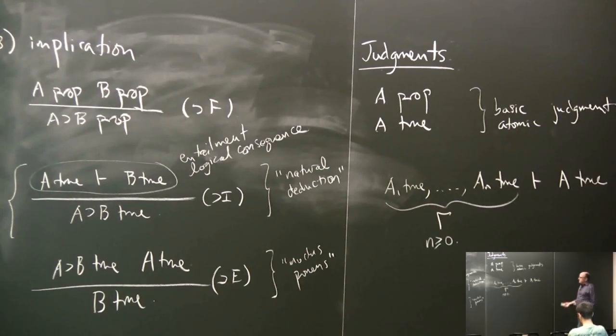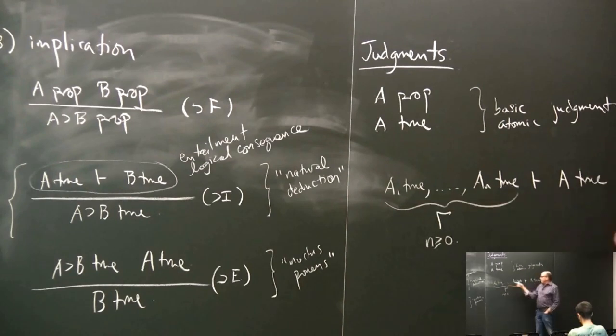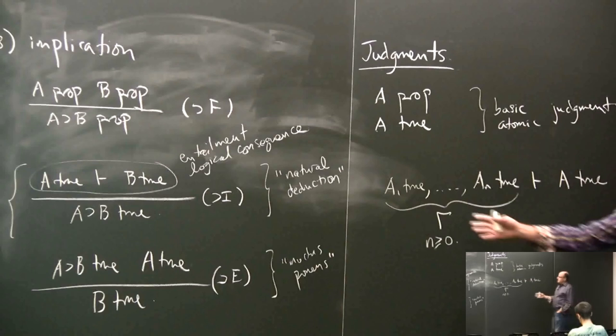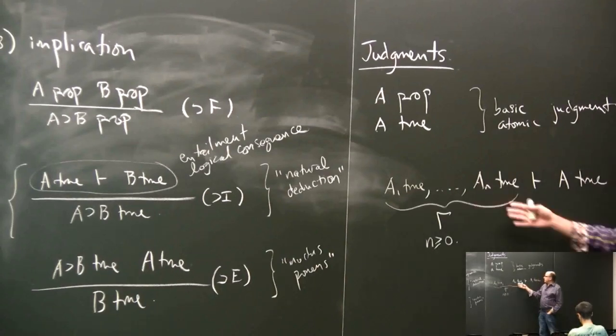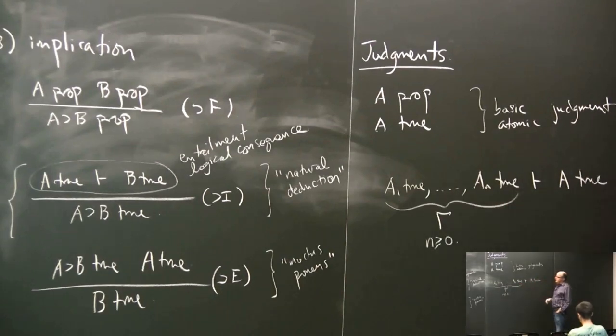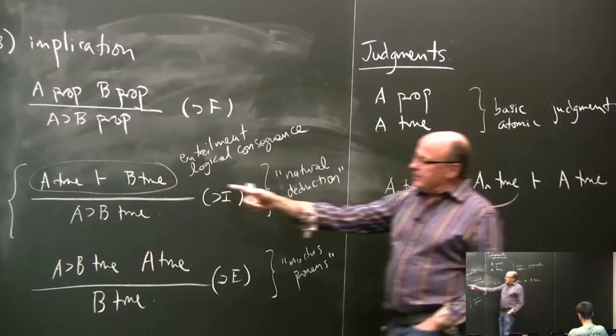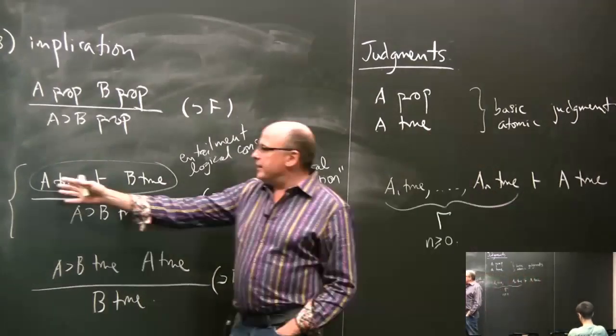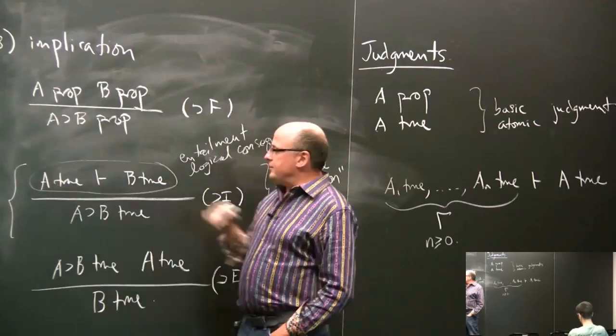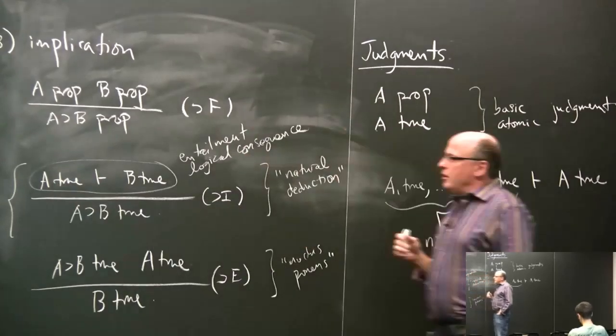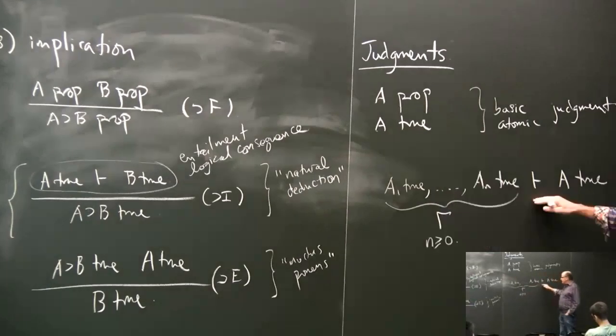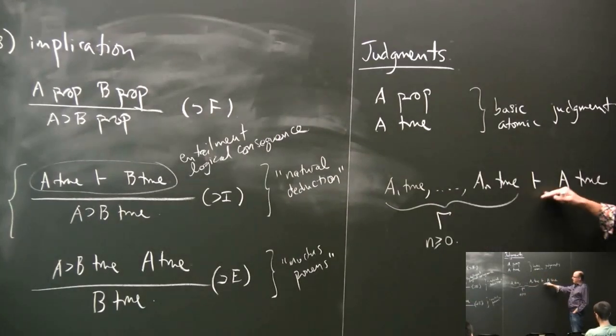It's supposed to express the idea that A follows from A1 through AN. There are many ways to think about this, but you can think of these as assumptions from which you're deducing a conclusion. Here's a simple case: n is equal to 1, and I assume A is true, and I deduce B from it. There's something important that has to be explained about what this notion of entailment is, and I am going to explain that in a second.